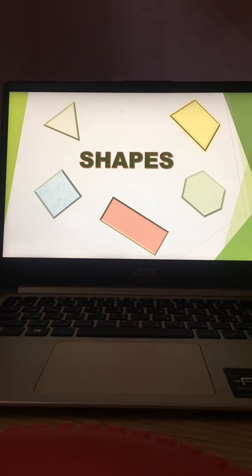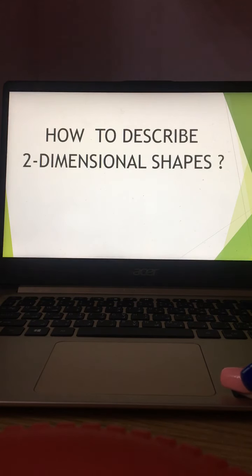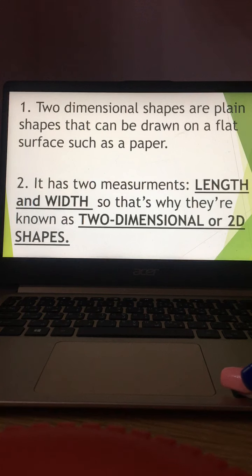In the previous session, we talked about how to describe two-dimensional shapes. We said that two-dimensional shapes are plane shapes that can be drawn on a flat surface such as a paper. We can draw the 2D shapes on a flat surface such as a paper.